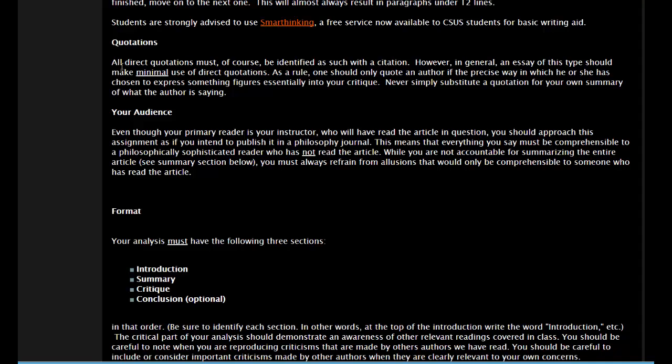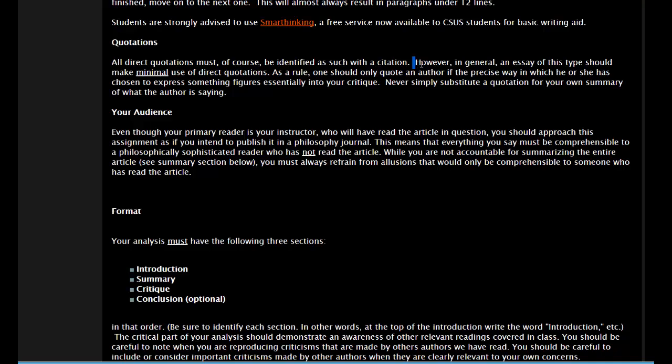Quotations, if you do quote, you've got to identify it as such. It's a huge, huge, huge error to drop in a quotation as if it's something that you wrote, and that's called plagiarism, and it can disqualify your whole paper, make you receive an F, and if it seems clearly intentional, then you're going to fail the class doing that. So avoid that, of course.